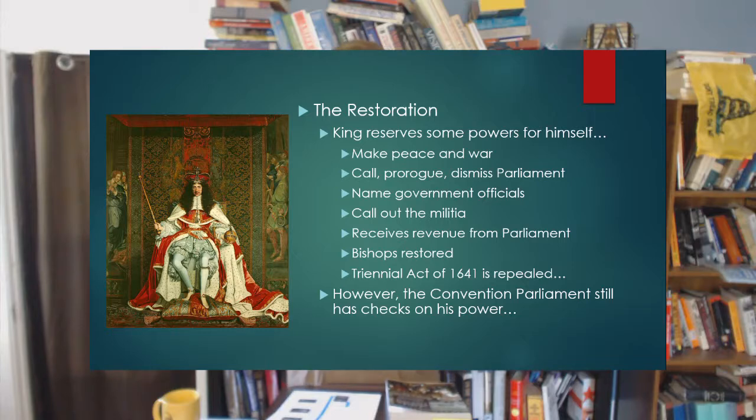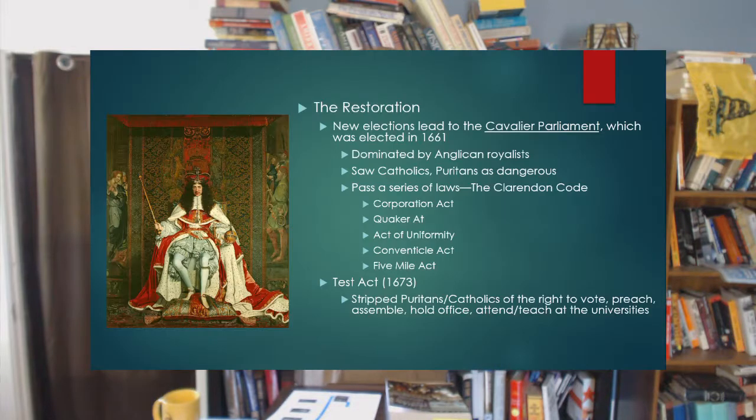Every time there's an election, Parliament gets kind of a nickname. In 1661, the Cavalier Parliament is elected. They're dominated by Anglican royalists. They see Catholics and Puritans as dangerous. They pass a series of laws called the Clarendon Code. These are basically crackdowns on Puritans, on Quakers, on Baptists. So basically, this is a time of intolerance for groups who are dissenters.